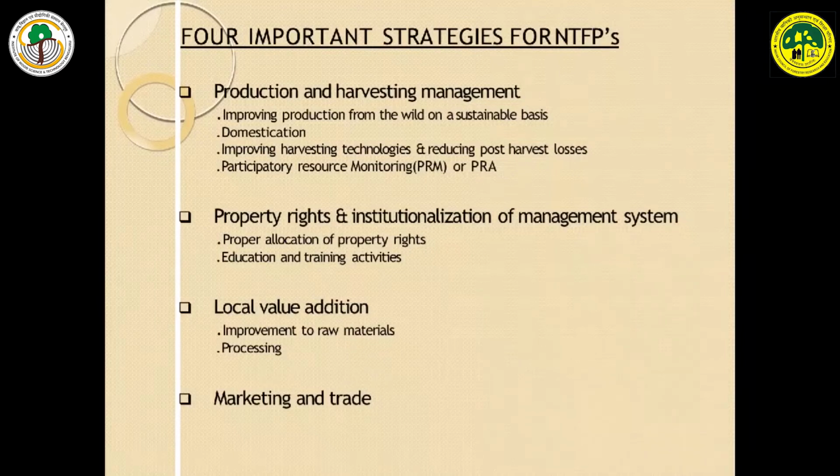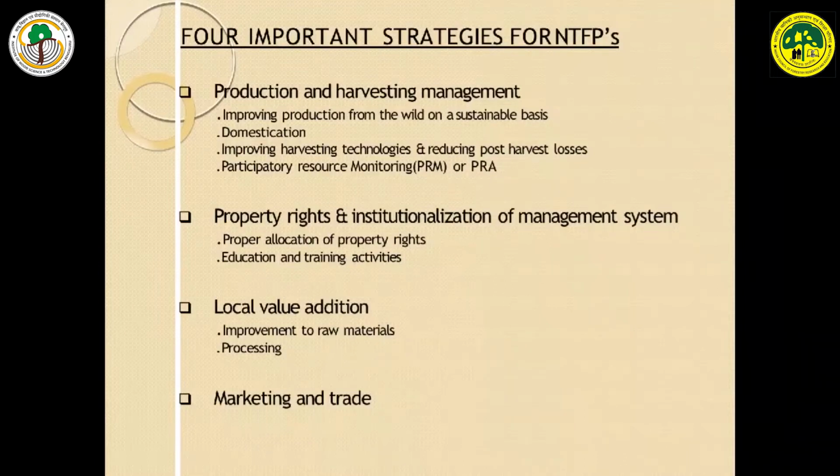Value addition is another important aspect where you can enhance the revenue from NTFPs. Examples are mushrooms and bamboo rhizomes, where if you have some value added product, you get good revenue out of it.